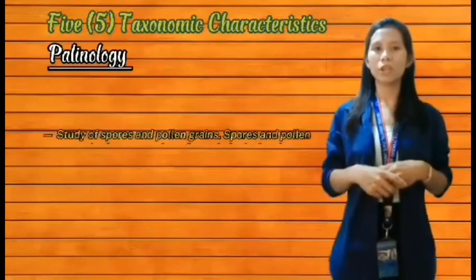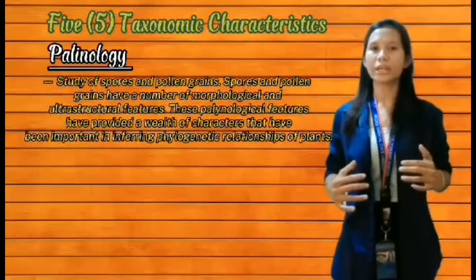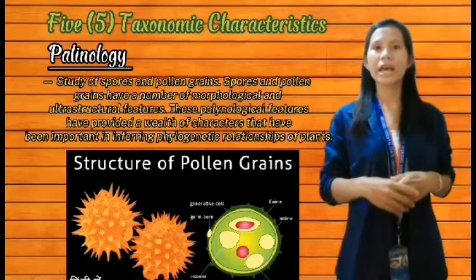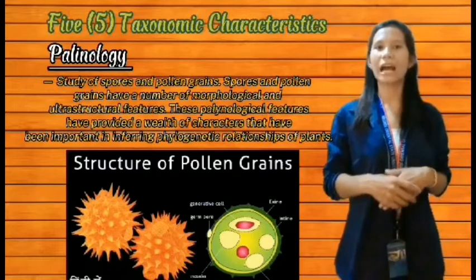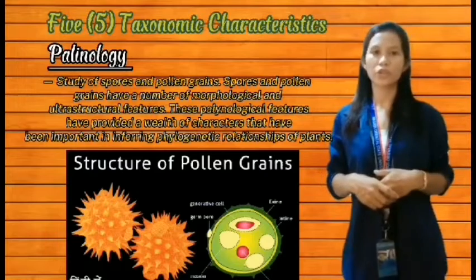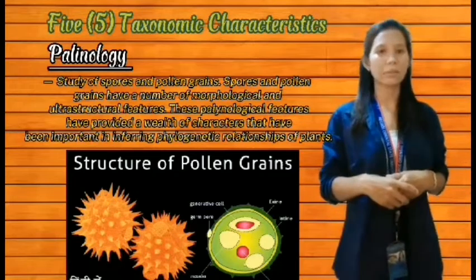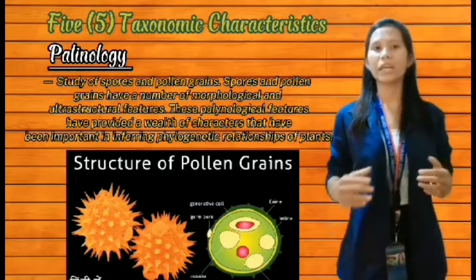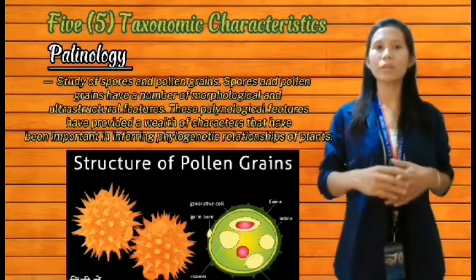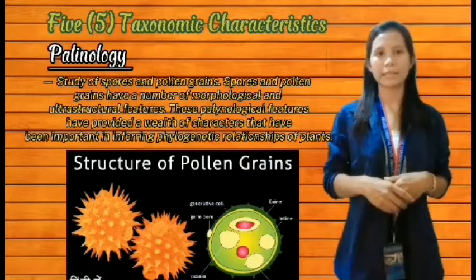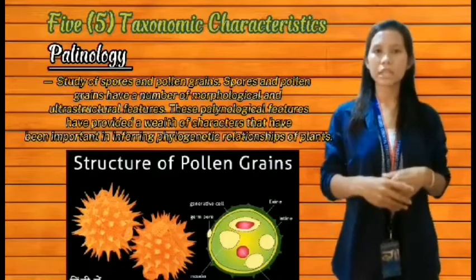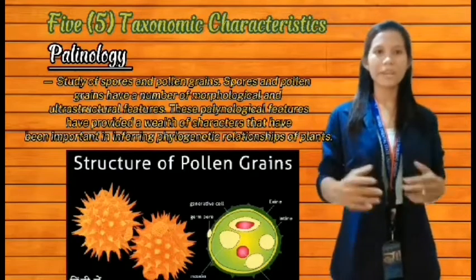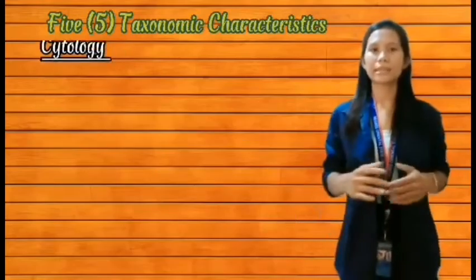Next is palynology. Palynology is the study of spores and pollen grains. Spores and pollen grains have a number of morphological and structural features. These palynological features have provided a wealth of characters that have been important in inferring phylogenetic relationships of plants. So the characteristics that distinguish the pollen grain of a specific taxon from other taxa can be the following, among others.